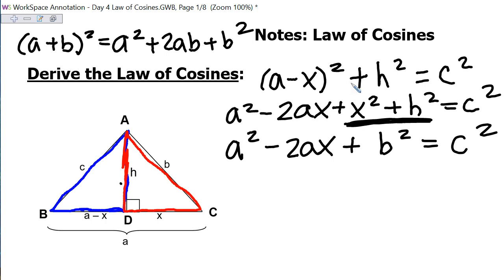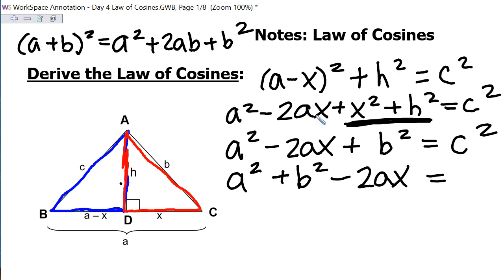Next thing I want to do is the commutative property. So we're going to switch the order of these terms, and I can do that because addition is commutative. So I'm going to switch this as a squared plus b squared minus 2ax equals c squared.